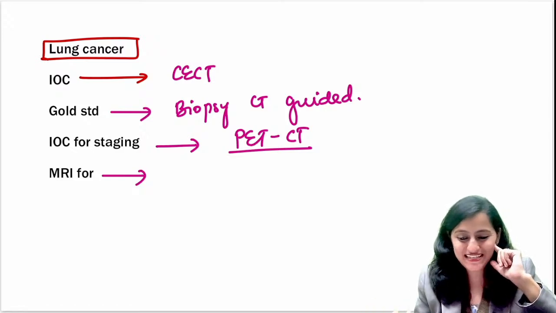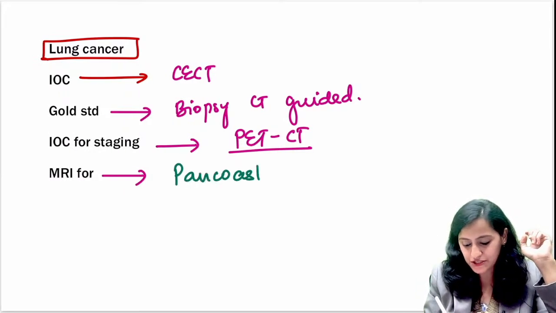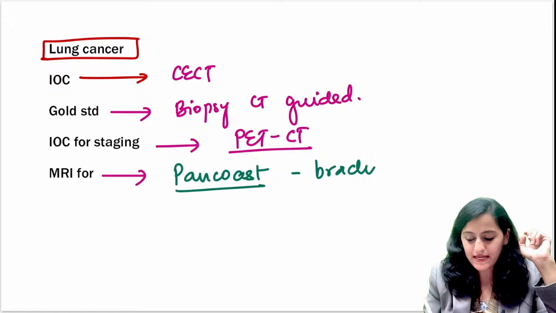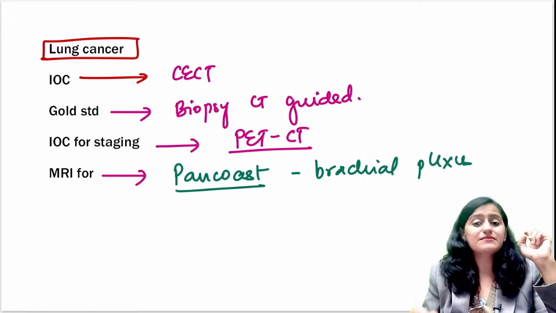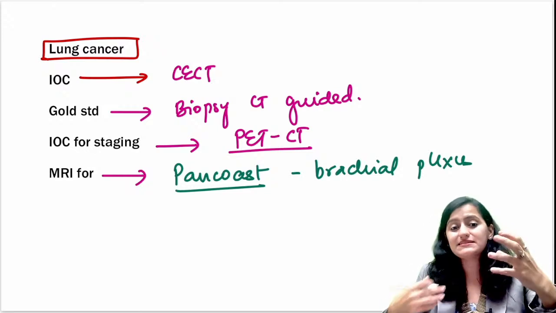Very good, absolutely right. It is done for Pancoast tumor, right? Why? Because it invades the brachial plexus, right? The Pancoast tumor at the lung apex, it invades the brachial plexus, the nerves which are best seen on MRI.